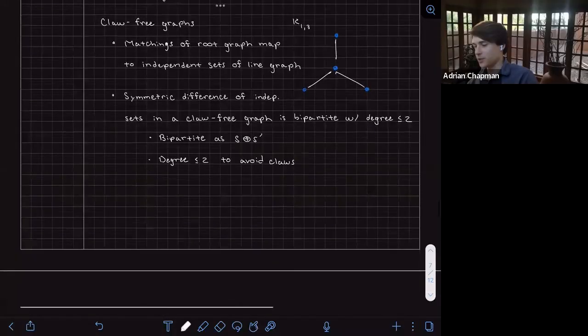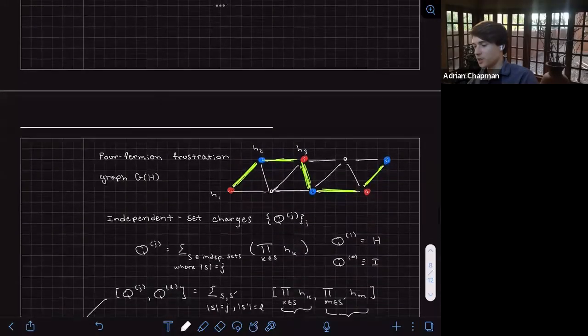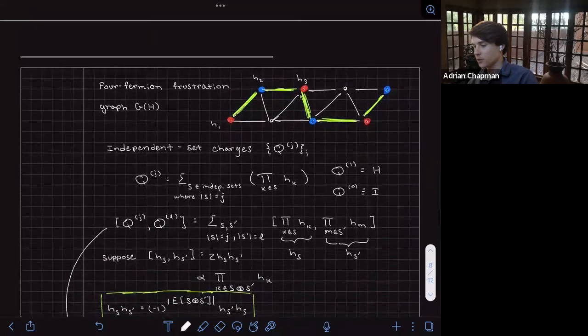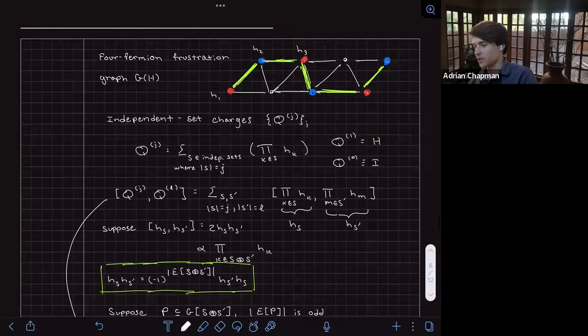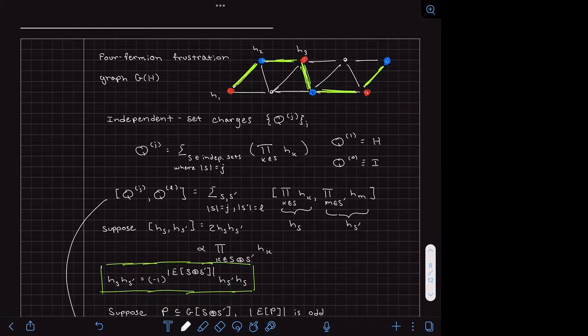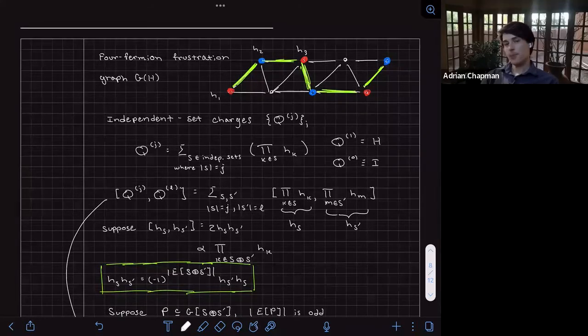So one reason I need to consider independent sets instead of matchings is that there's no longer necessarily a root graph I can assign to a given frustration graph. So there's no relation to matchings any longer. Yeah, right, you just consider independent sets. Is that correct? That's right.